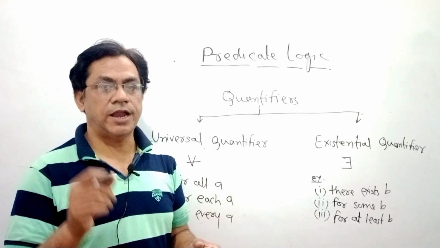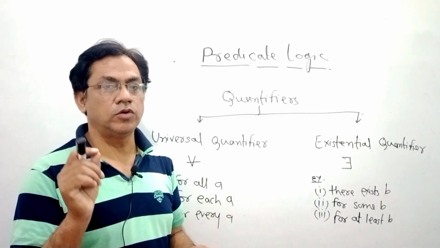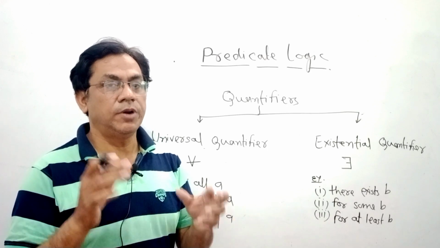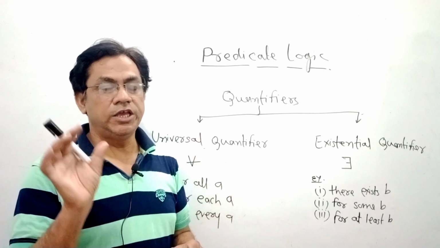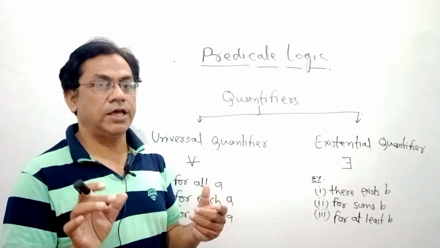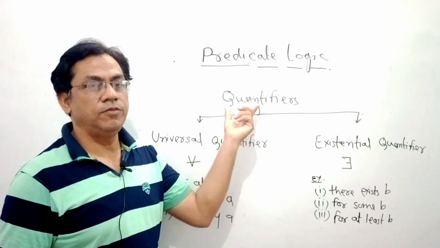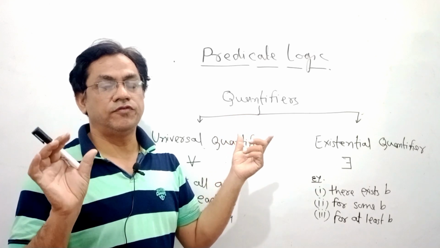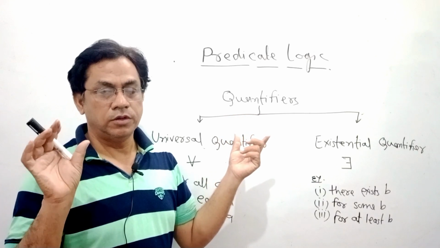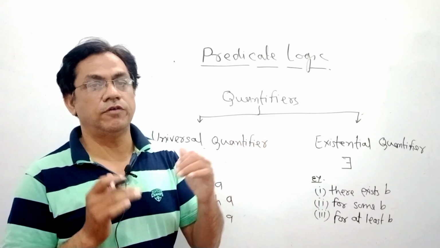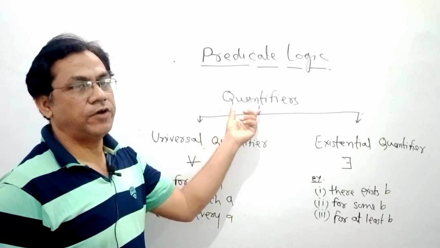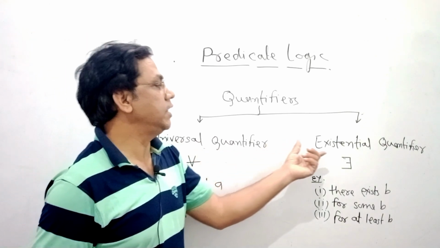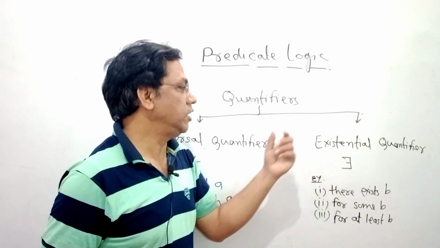We have seen that predicate logic is used for defining the relation between two or more objects. But what will be the degree of the relationship? That is where the quantifier comes in. The quantifier shows the relation between the objects and the degree of it. There are two types of quantifier: the universal quantifier and the existential quantifier.